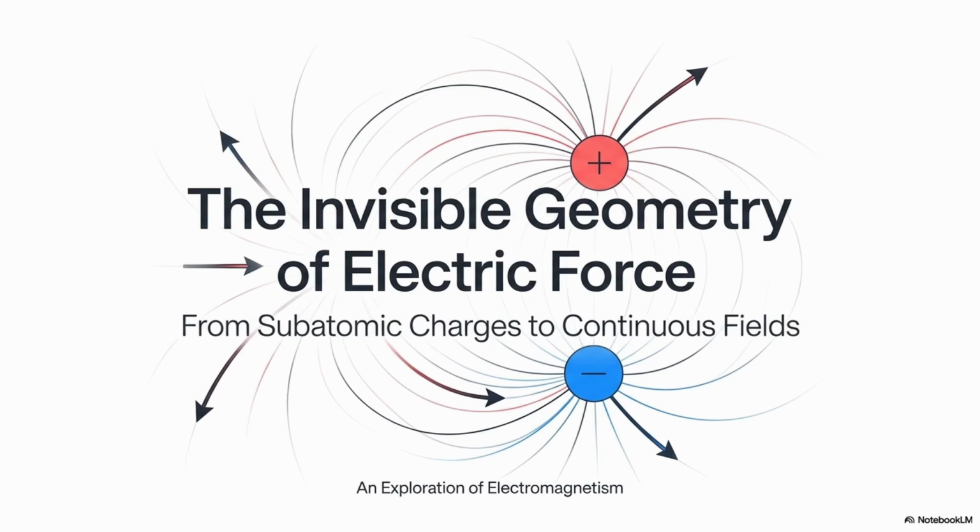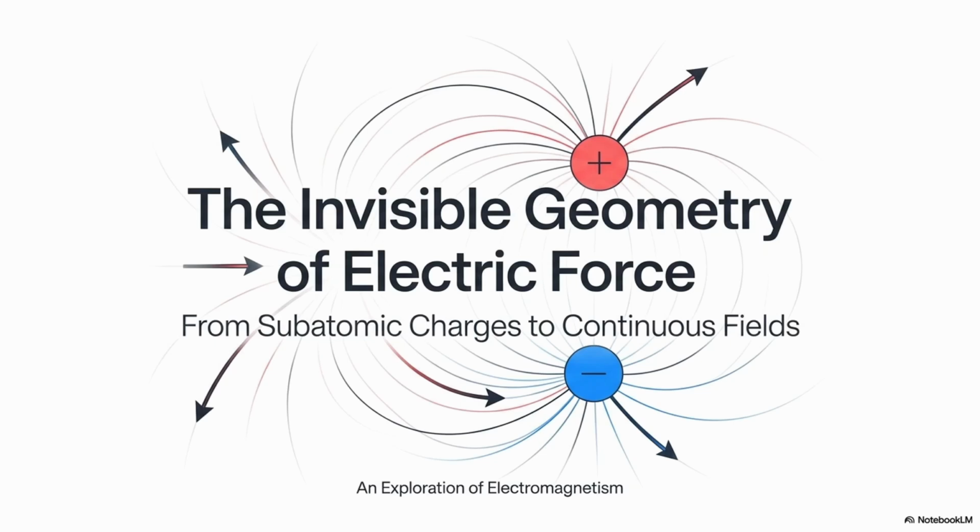I'm opening up slide one right now, which is titled The Invisible Geometry of Electric Force. And look at that subtitle, From Subatomic Charges to Continuous Fields. That really sets the philosophical tone for us. We're looking at the secret architecture of electromagnetism here. So, explain this visual to me. We've got this red positive charge, a blue negative charge, and these lines flowing between them. It sets the stage, but what are we actually looking at?